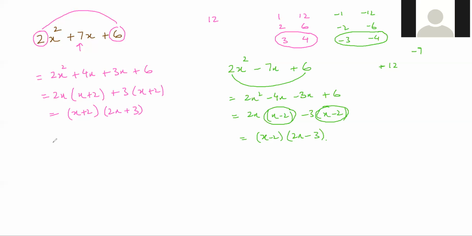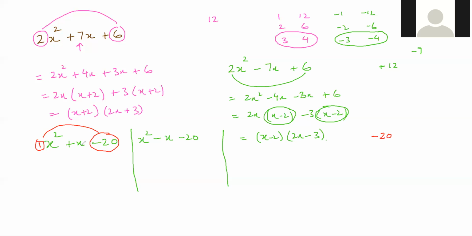Now let me put a question. Let's say you have x squared plus x minus 20, and in parallel I'll be doing x squared minus x minus 20. Let's try these two questions with the same working. You have 1 here and this is minus 20. So what is the product now? The product is minus 20 and the sum is 1. There is 1 over here.